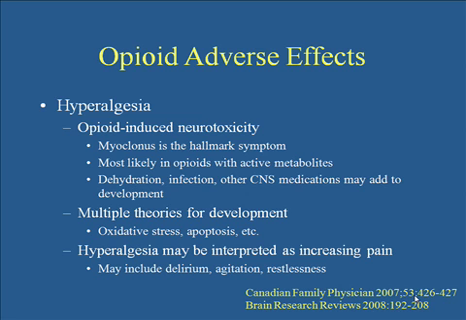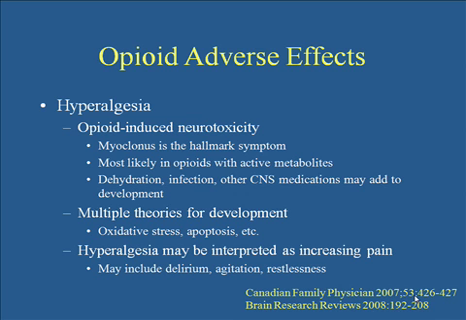Myoclonus is the hallmark symptom of hyperalgesia, most likely in opioids with active metabolites, so that would include things like morphine. Dehydration of a patient, infection, other CNS medications, these also may add to development of the opioid-induced neurotoxicity. Lots of theories out there for why this develops, oxidative stress, apoptosis, etc. No one really knows. But the key thing with understanding hyperalgesia is that it may be interpreted as increasing pain.